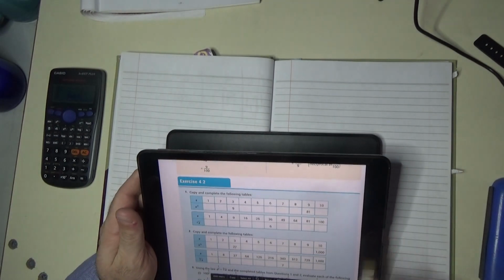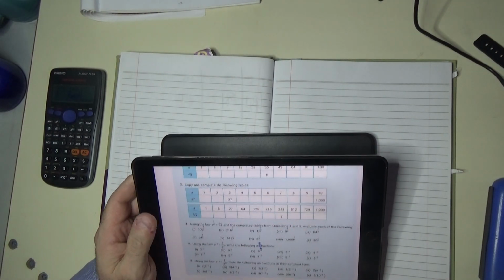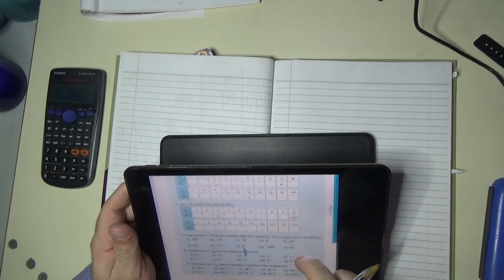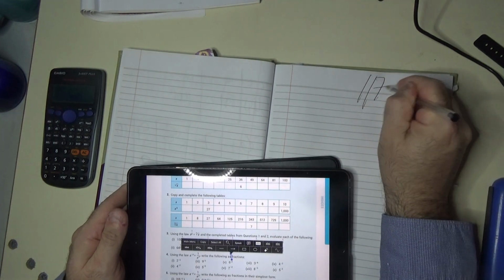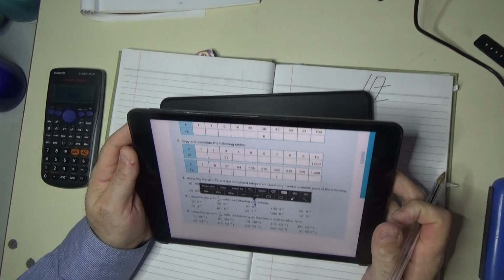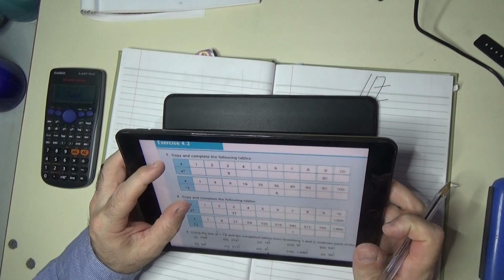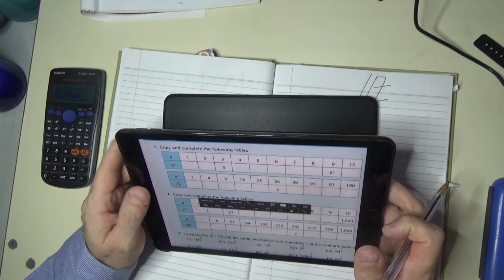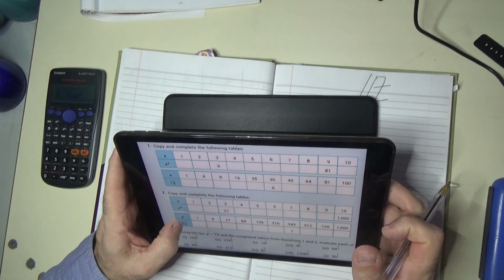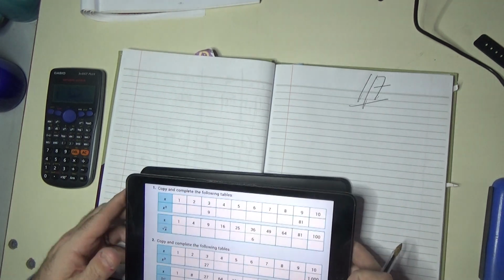Okay, welcome back. We're doing section exercise 4.2. You'll find that on page 117, Active Maths 3. We're asked to square the first 10 whole numbers. That's something we can do in our head.